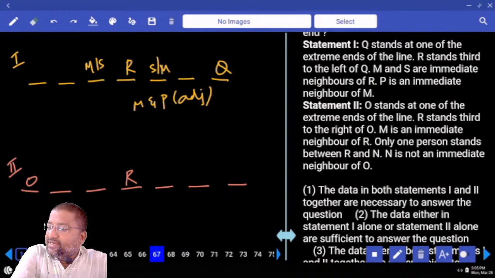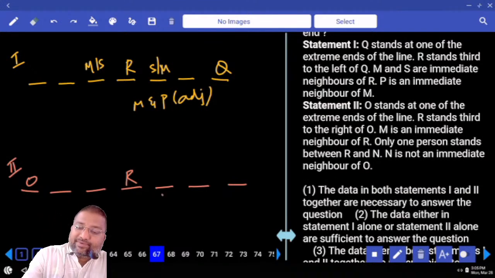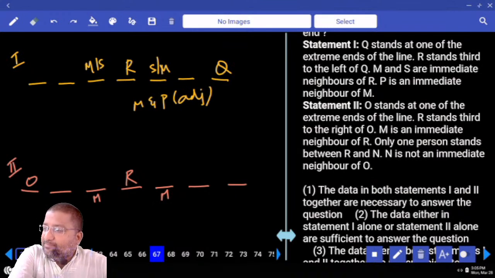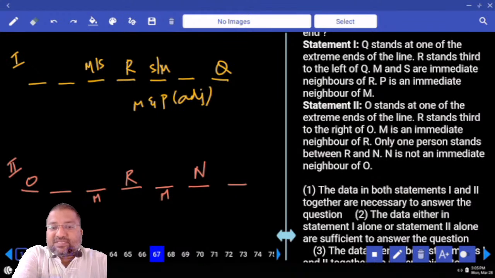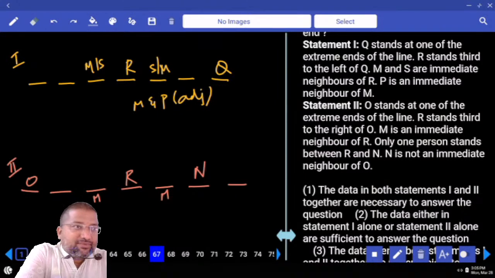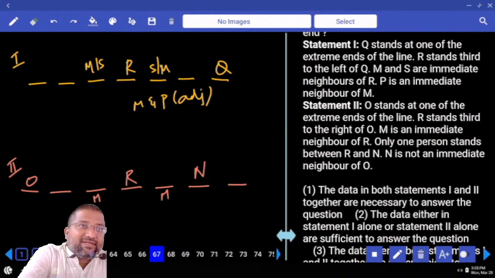M is an immediate neighbor of R. Only one person stands between R and N. N is not an immediate neighbor of O. Then this has to be done. Everyone. So what am I supposed to do now? Do you know the position of M? And you didn't get the answer even in 1 and 2.